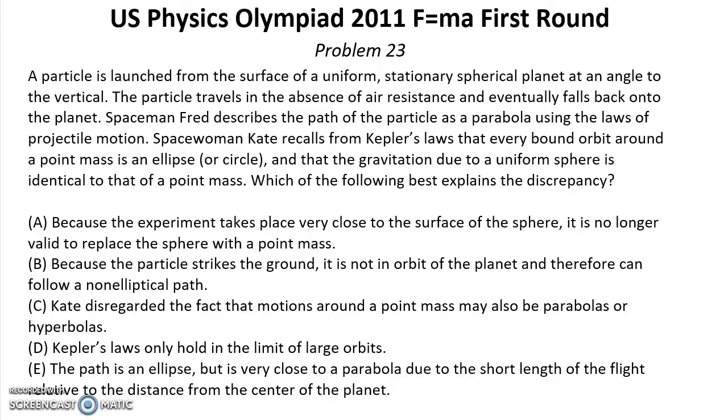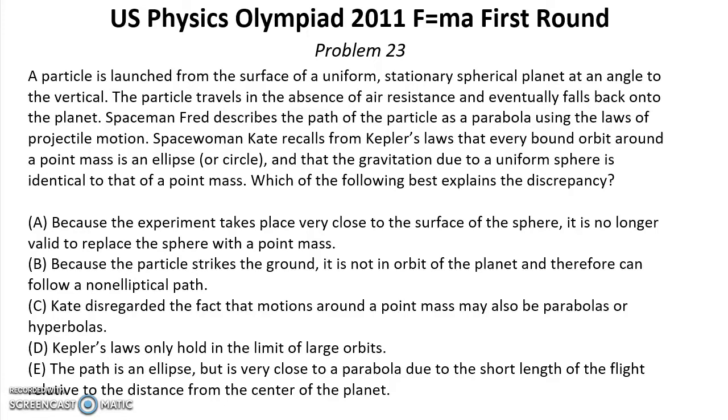A particle is launched from the surface of a uniform stationary spherical planet at an angle to the vertical. The particle travels in the absence of air resistance and eventually falls back onto the planet. Spaceman Fred describes the path of the particle as a parabola using the laws of projectile motion.